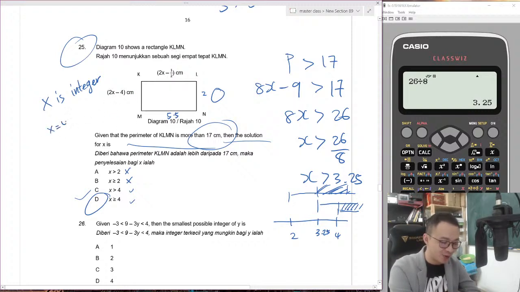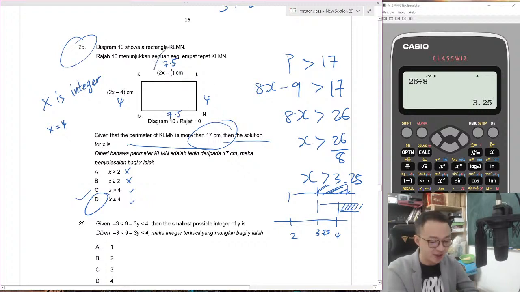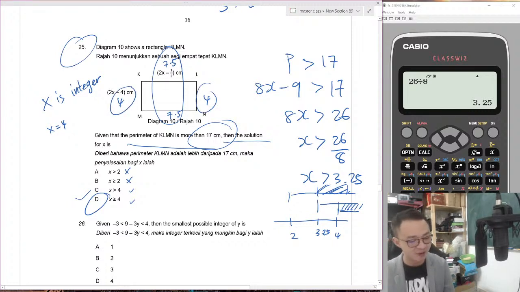So when x equals to 4, we will get 8 minus 4, which is 4. Here we will get about 4. Then this one we will get 7.5, 8 minus 0.5, right? 7.5. Here is 15. Yeah, this number is definitely more than 17 already, right?